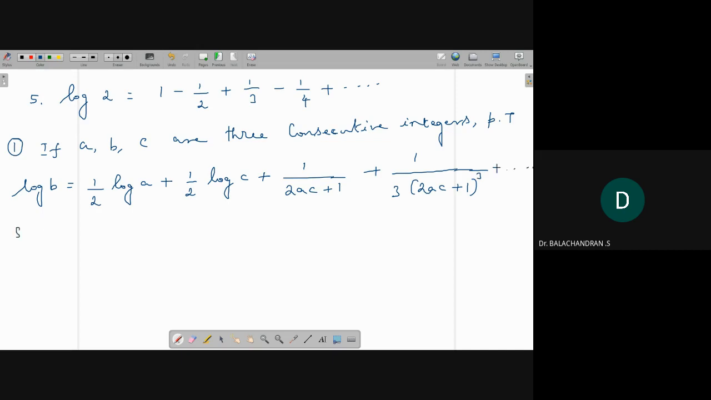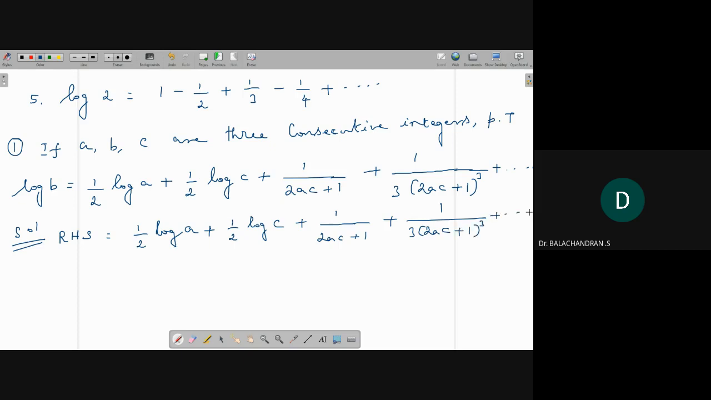Okay, so solution. It is better to take the right hand side and prove the left hand side. So right hand side is half log a plus half log c plus 1 by 2ac plus 1 plus 1 by 3 into 2ac plus 1 whole cube plus and so on.